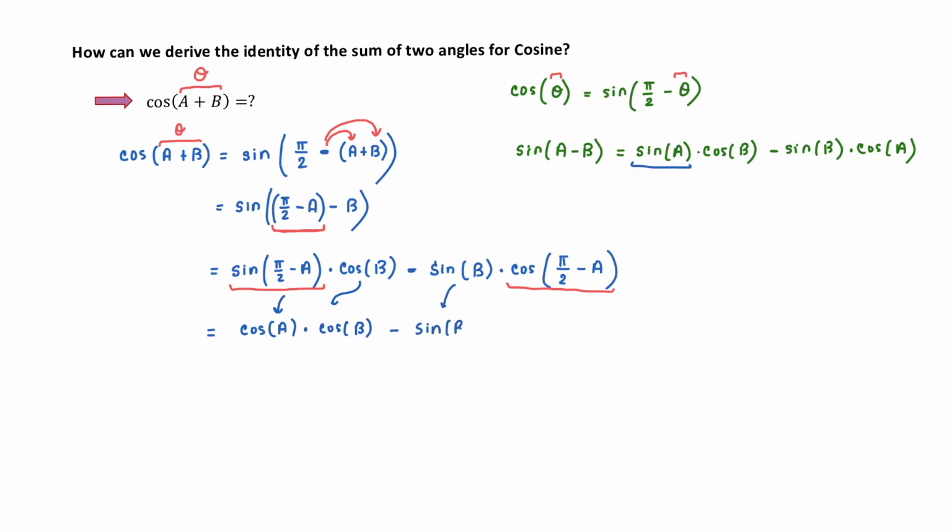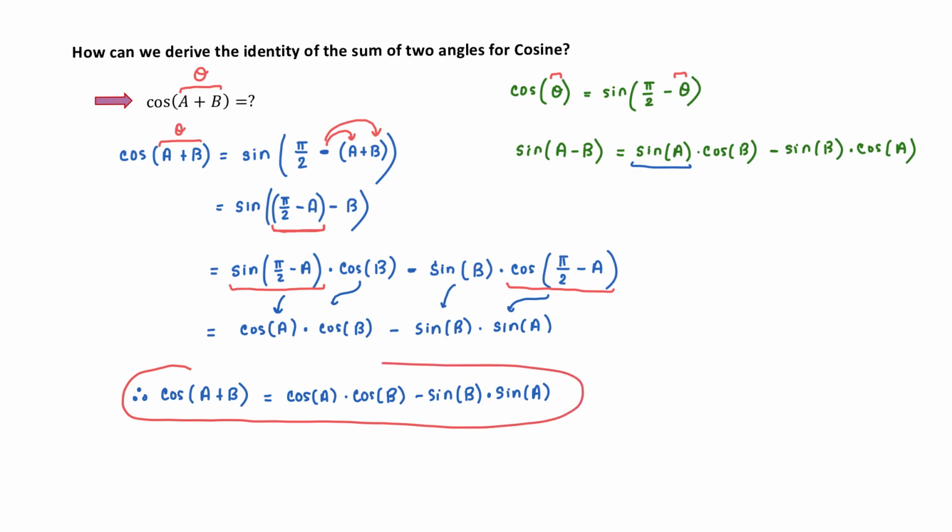We don't do anything to that one. And this one, again, we can use the cofunction identity. Cosine of pi over 2 minus A is equal to sine of A. And there is the identity. So as conclusion, the cosine of A plus B is equal to cosine of A times cosine of B minus sine of B times sine of A. And this is the identity for the cosine of the sum of two angles.